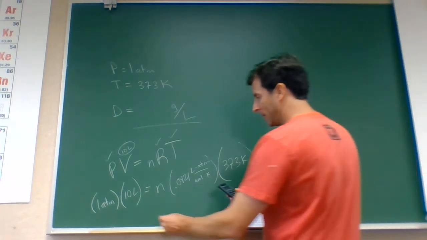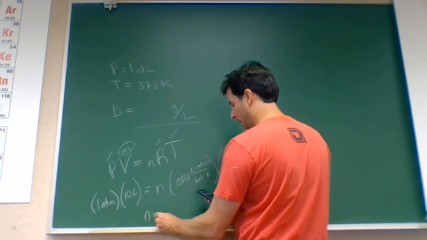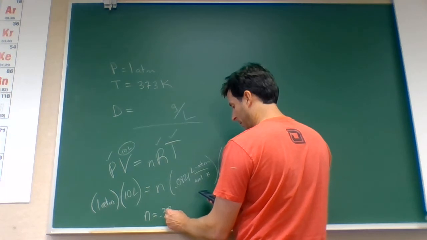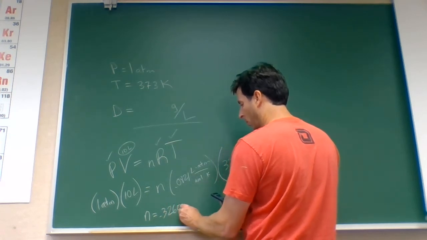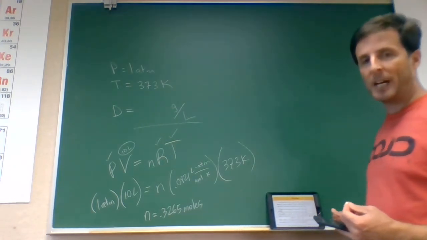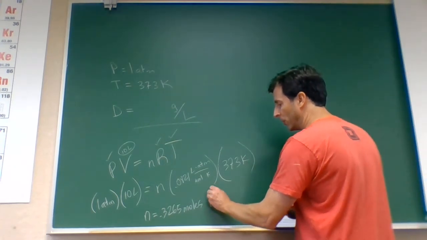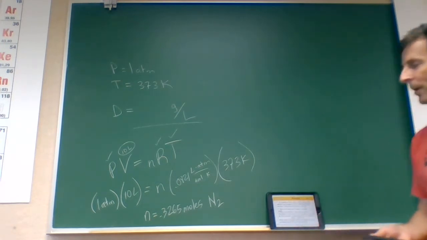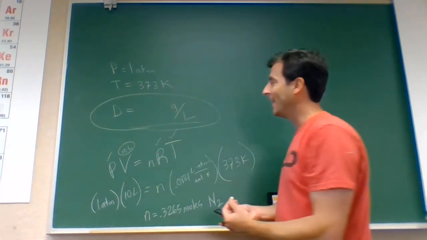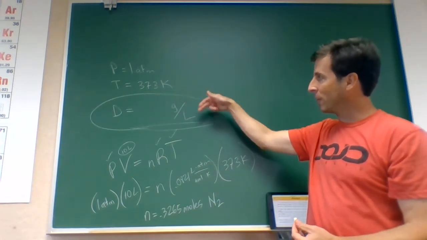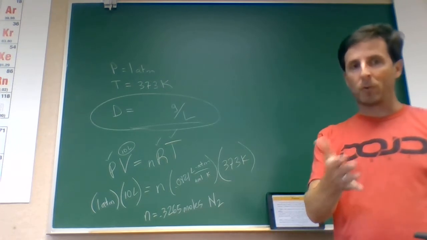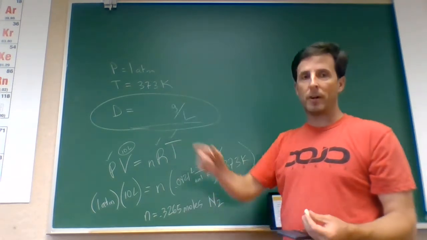So N should be 0.3265, I'm going to call it 0.3265 moles. And if you remember, the question told us it was nitrogen gas, which is N2. Okay, so I'm solving for density, and I know I need to have the grams of nitrogen gas over the liters. Well, if I have moles, all I have to do is convert moles to grams, and then that's going to go in the numerator there.